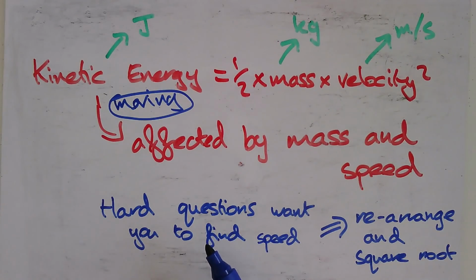The hard questions that they're going to give you, they're going to want you to find out the speed. You rearrange the equation and then you square root to get rid of the v squared.